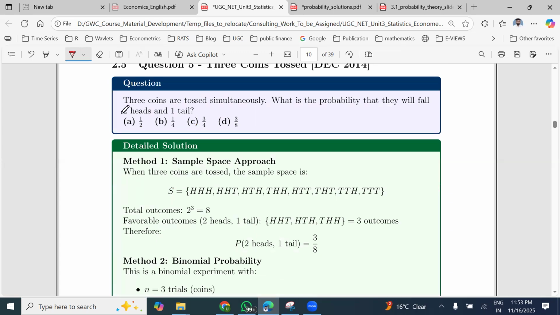This is very interesting. At least 5 questions we will solve. 3 coins are tossed simultaneously. What is the probability that they will fall in 2 heads and 1 tail? First of all, this is which kind of distribution? Binomial distribution, right?